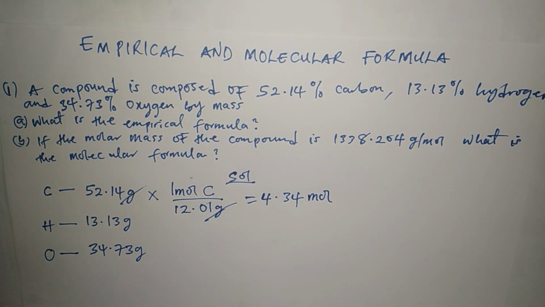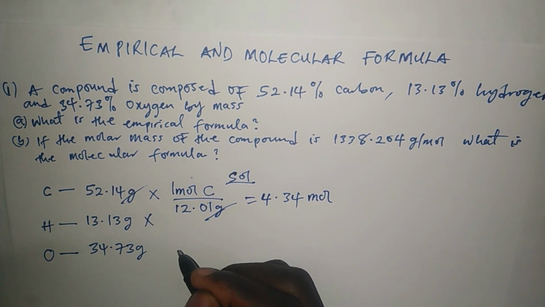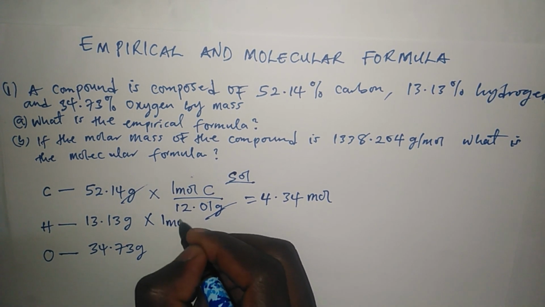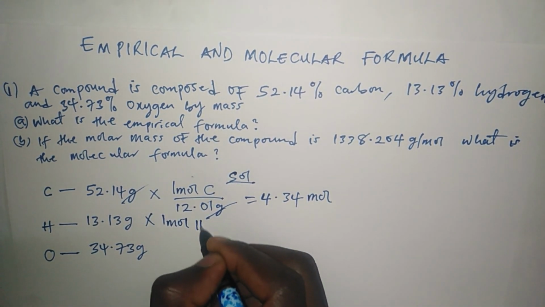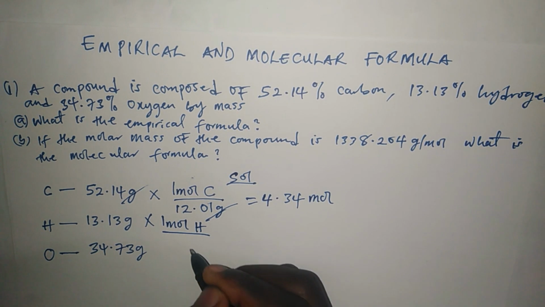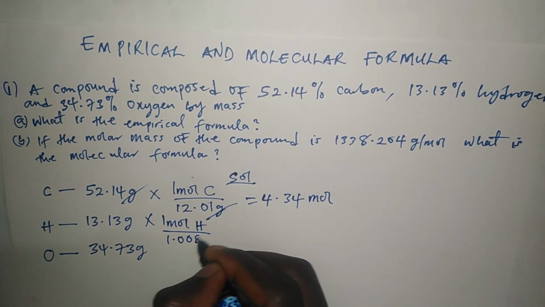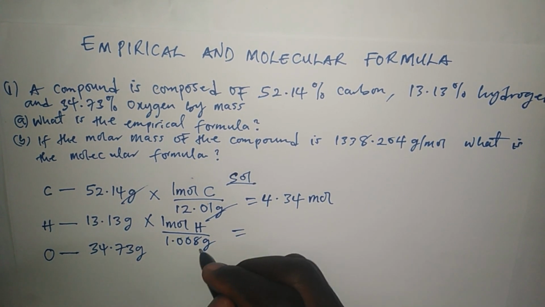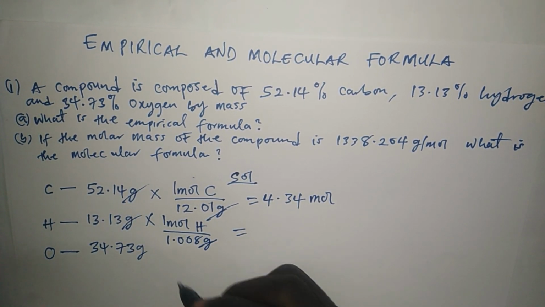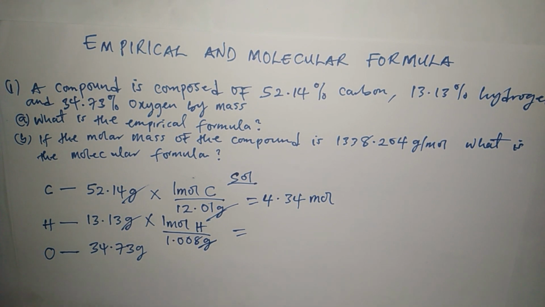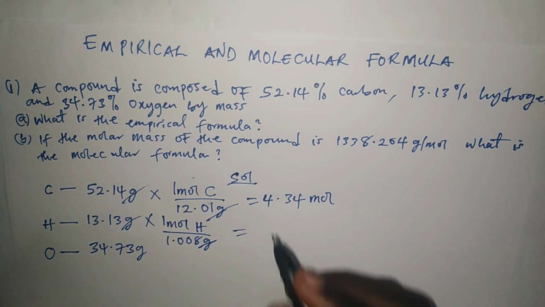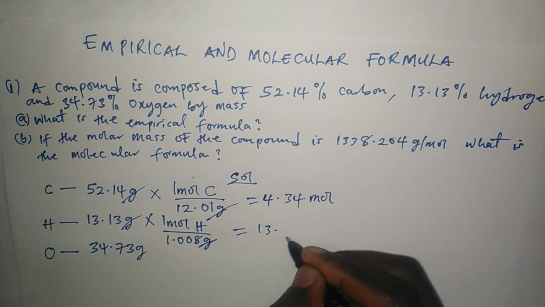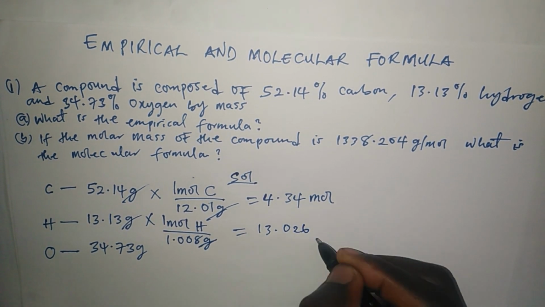Now, for hydrogen, we say for every 1 mole of hydrogen, it has 1.008 grams, right? Therefore, grams will cancel grams. 13.13 divided by 1.008, and what you have is going to be 13.026 moles.